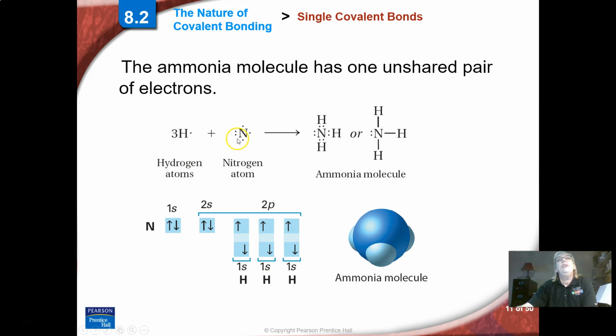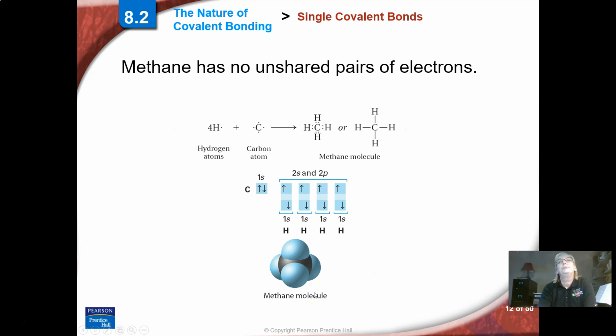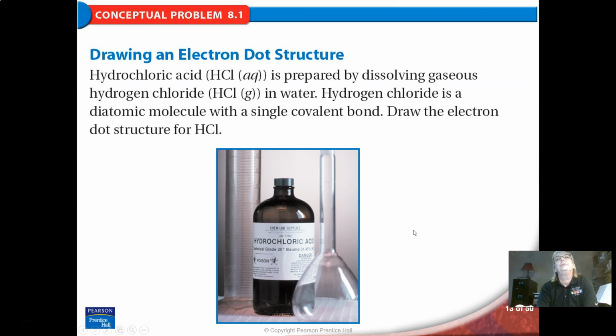Ammonia, the same thing. We've got 3 holes for nitrogen. 3 hydrogens will fill those holes. And we have 1 unshared pair of electrons right there. So this is sharing, and then everybody feels happy and stable. Methane has 4 holes, so it's going to need 4 hydrogens to make that happen. So here's methane. Everybody is sharing and feeling happy with that situation. So they're very stable. But this methane has no unshared pairs. Everything is being bonded.